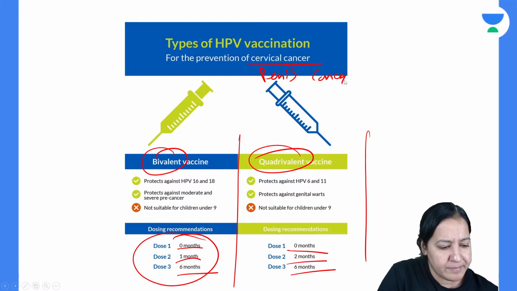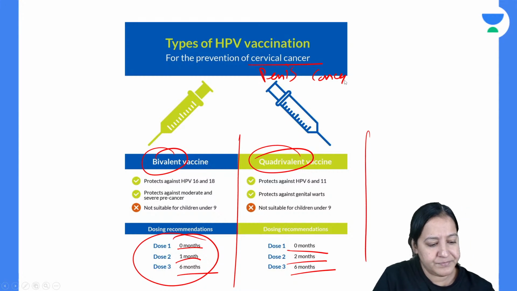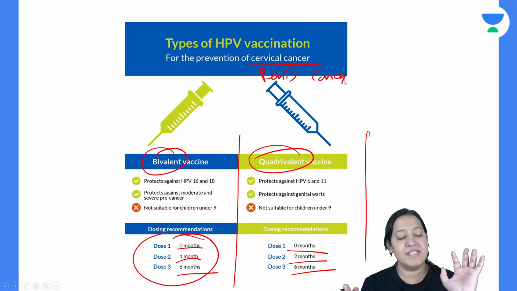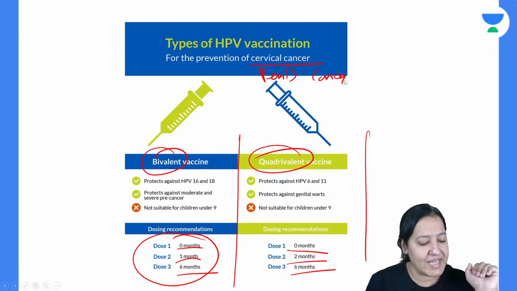Should I come to the next question? Just a second. Give me a thumbs up in the chat box. Yes, it is condyloma acuminata. Yes, right. That is the benign lesion. That is the name of the warts you are saying. Right.